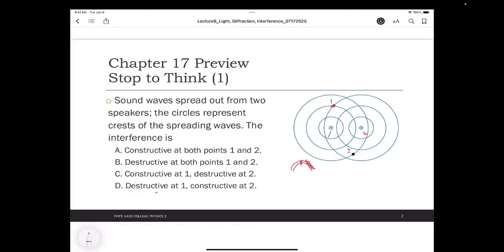It will be constructive. And for point two, it is in source one's crest, but it is in source two's trough. That makes sense to you because it is in this circle and this circle, am I right? So it should be destructive. Does it make sense to you? So constructive at one, and destructive at two. So the right answer should be C. I think this one is easy for you after we learned chapter 16.